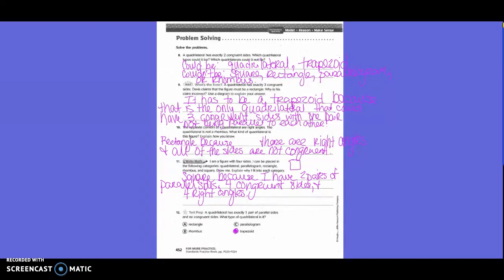Number 10, the opposite corners of a quadrilateral are right angles. The quadrilateral is not a rhombus. What kind of quadrilateral is this figure? Explain how you know. A rectangle, because there are right angles and all of the sides are not congruent.